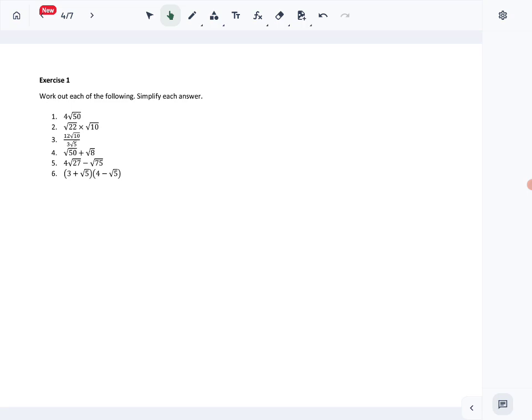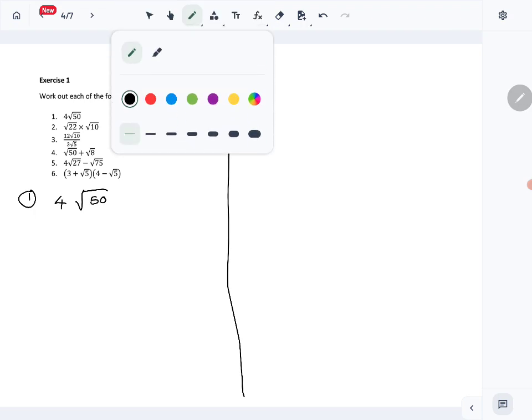Okay, now let's do some questions involving surd simplification, right? We want to simplify each answer, work out these surds, right? So let's look at the first one. What's the first one? We want to simplify 4 root 50, right? So this is how you do this.